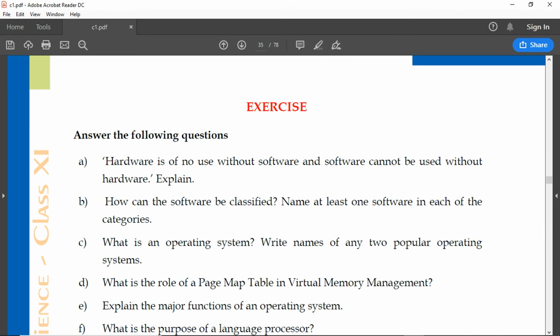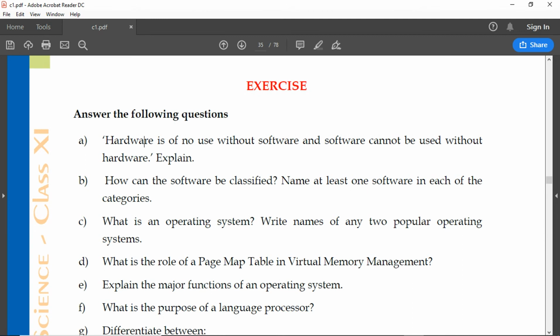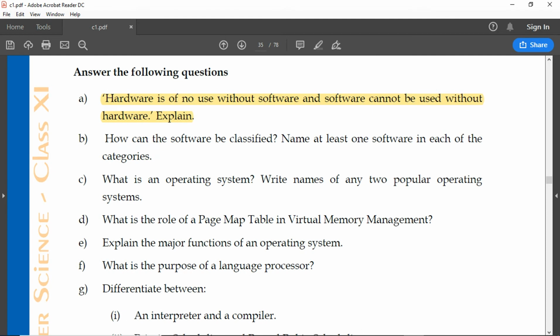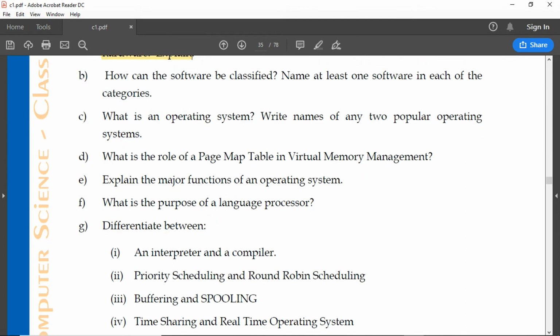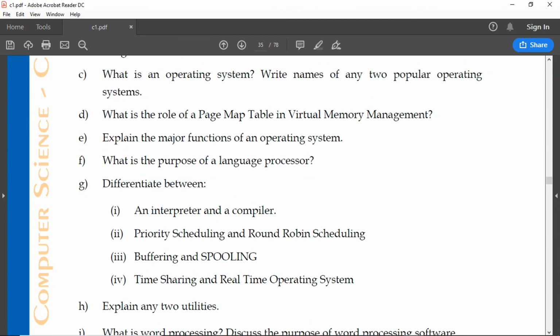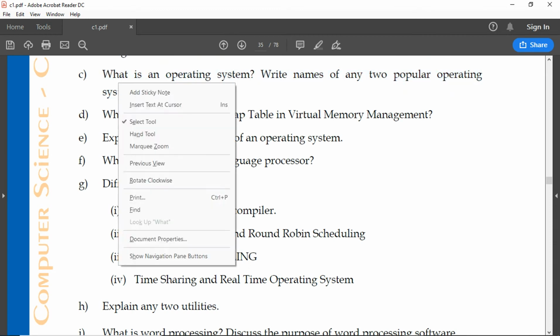Exercise. Answer the following questions. A. Hardware is of no use without software, and software cannot be used without hardware. Explain. B. How can the software be classified? Name at least one software in each of the categories. C. What is an operating system? Write names of any two popular operating systems.